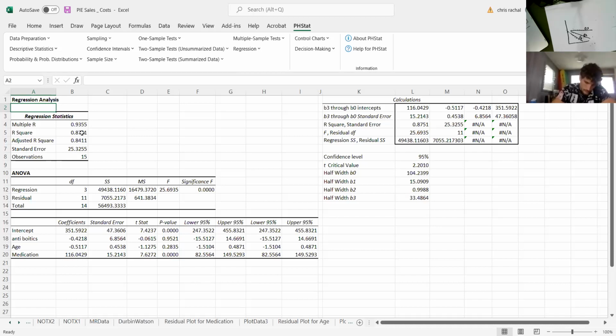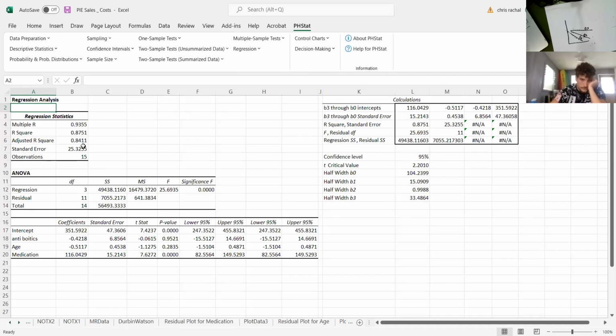R-square is telling us how much increasing or decreasing antibiotics, their age, and this medication increases or decreases their stay in the hospital. And this is saying 87% of the increase or decrease in their hospital stay has to do with the increase or decrease in antibiotics, their age, or the amount of medication that they're taking. That's what this is telling us.